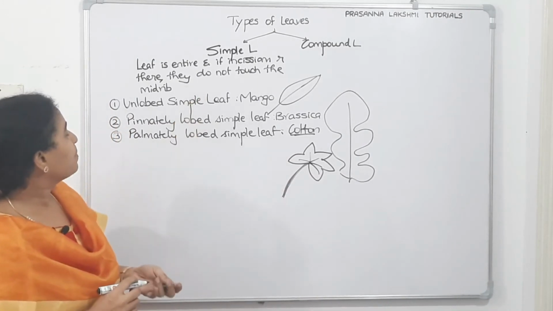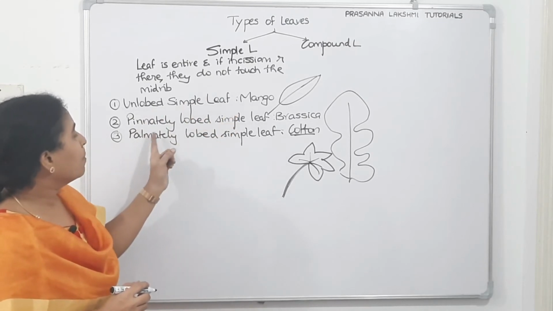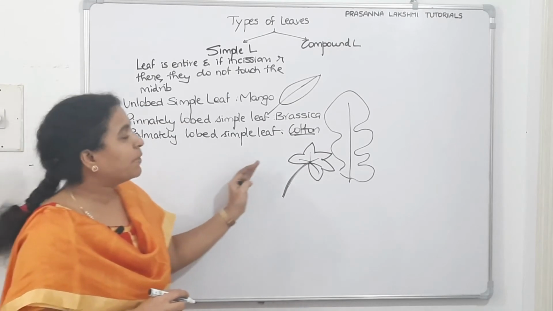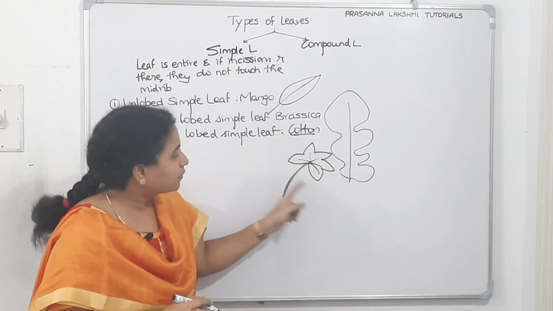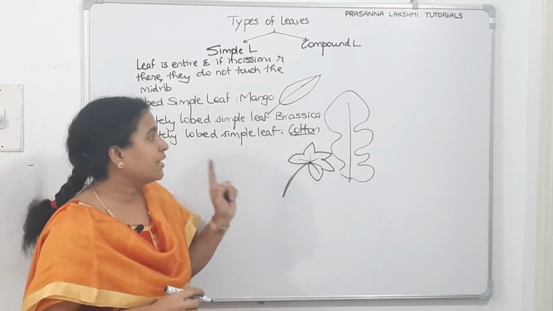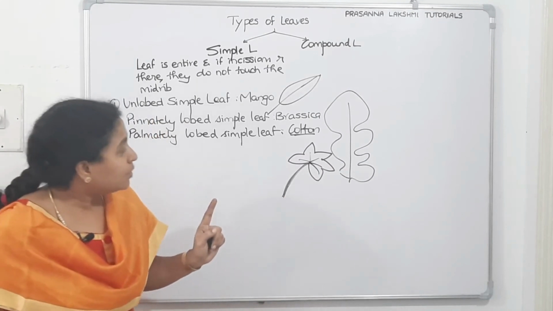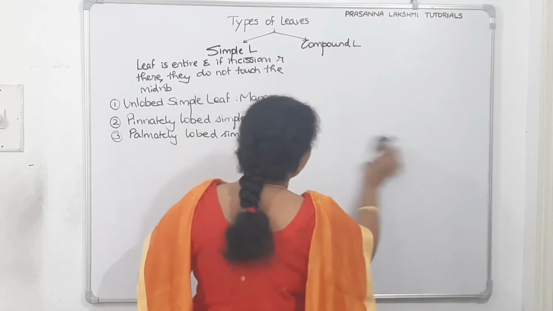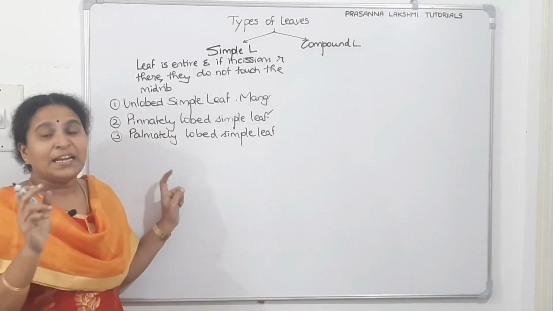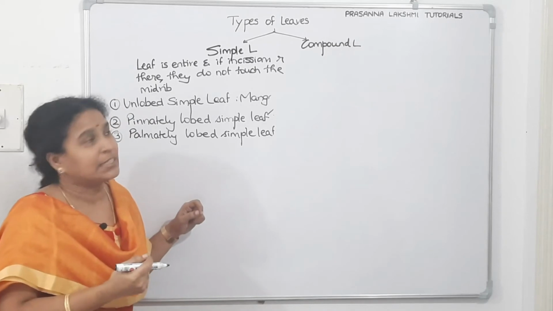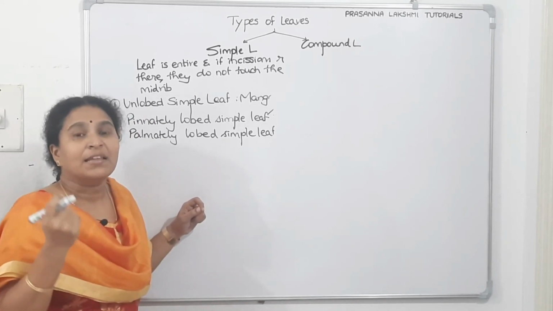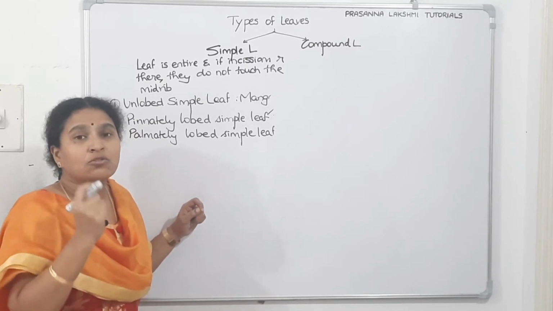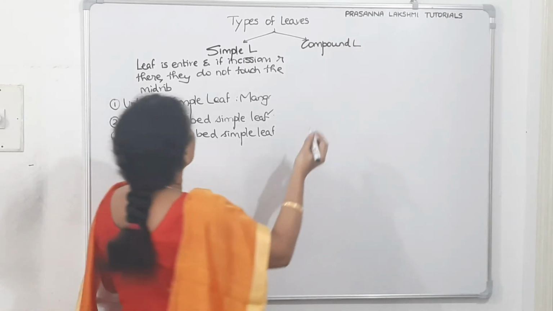So, we divided the simple leaf into unlobed, mango; pinnately lobed having sides, that is brassica. Palmately lobed simple leaf means at the tip lobes of the leaves are there, but they are not touching the midrib. That is about simple leaf. Now coming to compound leaf. So what did you write for simple leaf? In simple leaf, you told the leaf is entire and the incisions are not touching inside. Whereas in compound leaf, we will tell the incisions touch the midrib and they split the leaf lamina into tiny leaflets.